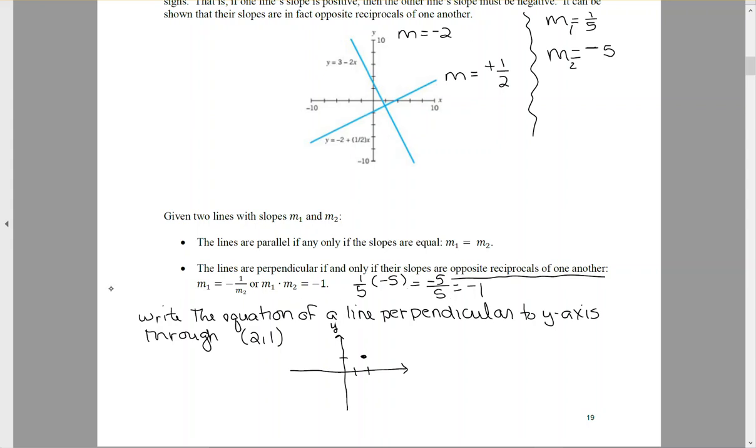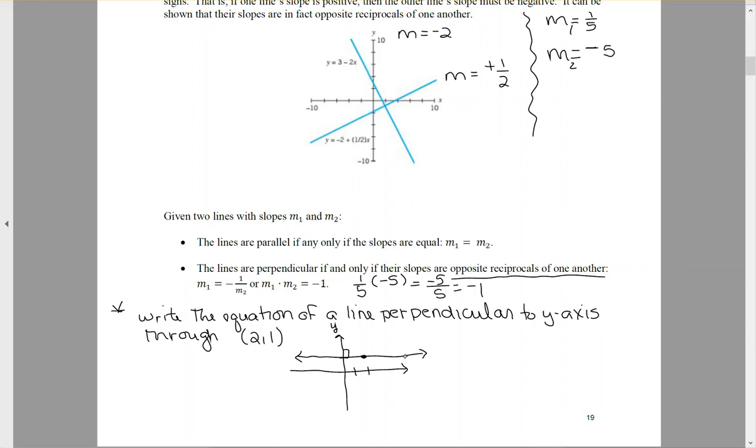So as an additional question to think about, write the equation of a line perpendicular to the y-axis through the point 2, 1. So I plotted the point 2, 1, and I want it to be perpendicular to the y-axis. So I want it to cross right here and form a 90-degree angle with the y-axis.